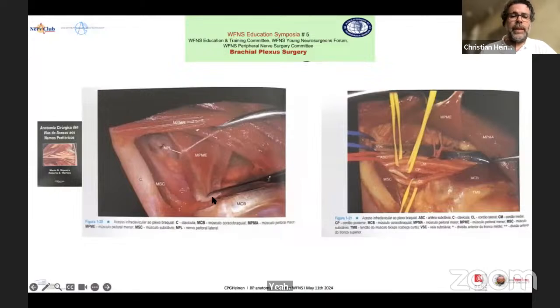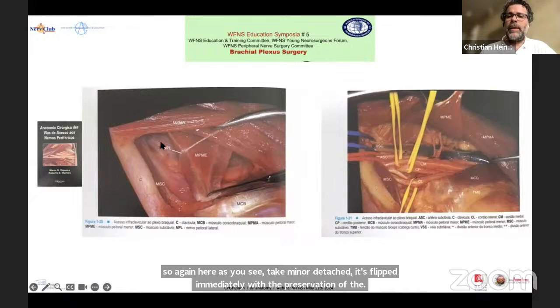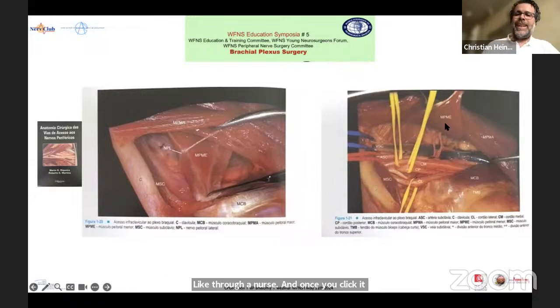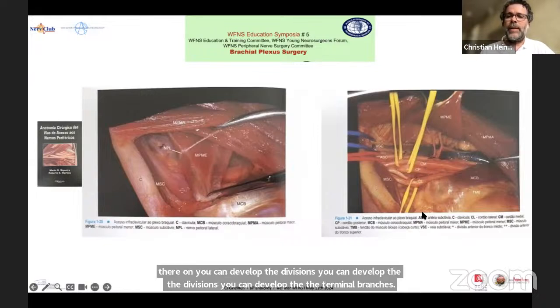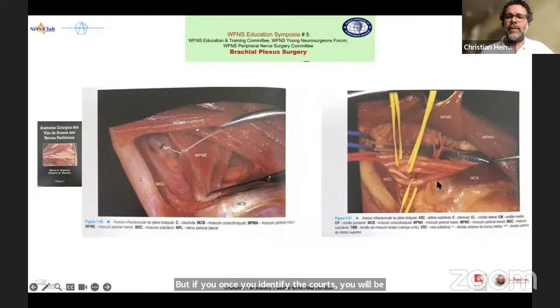Okay. So again, here, as you see, pec minor is detached. It's flipped medially with the preservation of the pectoral nerves. And once you flip it back, you will find your three infraclavicular friends, which are the lateral cord, posterior cord, and medial cord. Supraclavicularly, the three friends of yours are the three trunks. Infraclavicularly, your three friends are the cords. And from there on, you can develop the divisions and the terminal branches. Once you identify the cords, you will be safe and you will understand what's the deal.